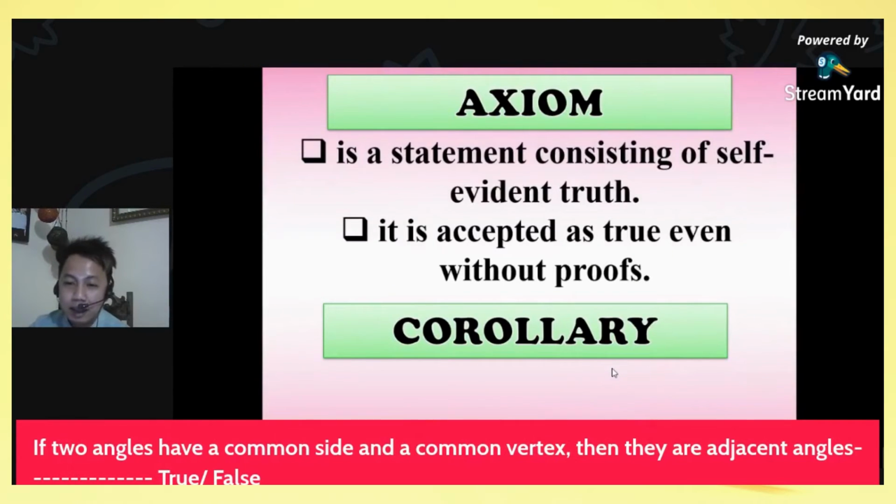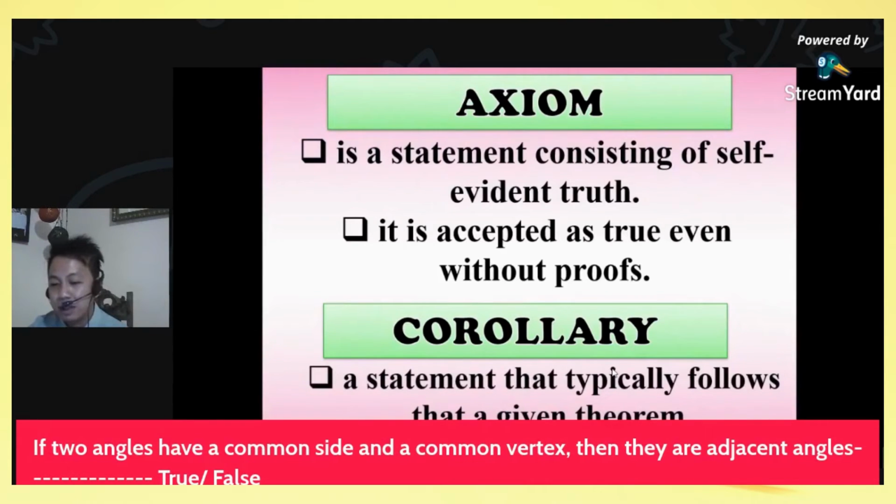When we say axiom, it is a statement consisting of self-evident truth. It is accepted as true even without proof. Example: the whole is greater than its part. Your full body is greater than your hands, greater than your head, right? Things that are equal to the same thing are also equal to one another. So those are examples of axiom. How about the corollary?